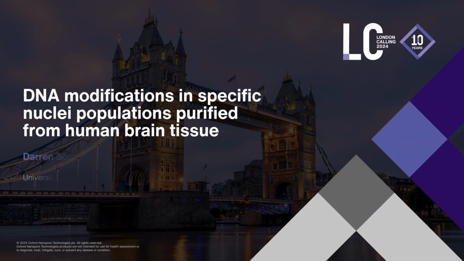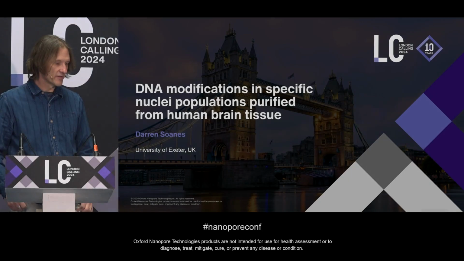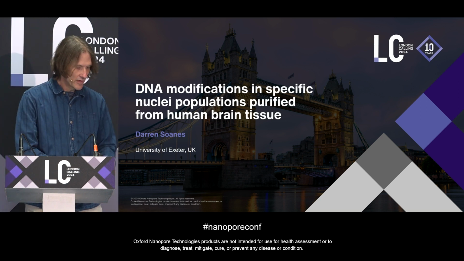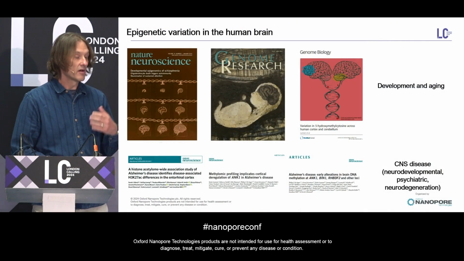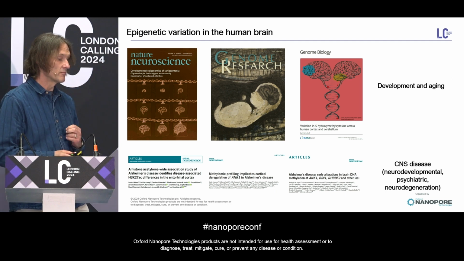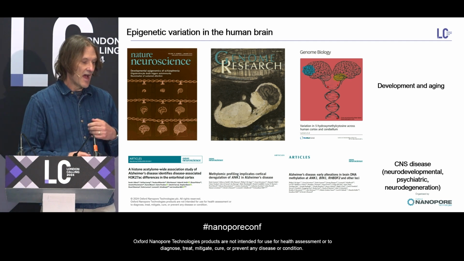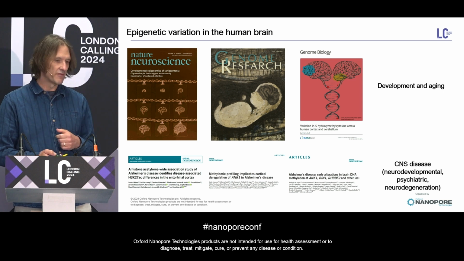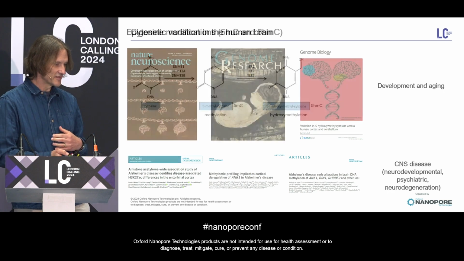My name's Darren, I work at the University of Exeter, and my title is DNA modifications in specific nuclei populations purified from human brain tissue. Most of my work is within the complex epigenetics group at the University of Exeter, and basically we're looking at epigenetic variation in the human brain and how it links into development and aging and various neurodegenerative diseases.